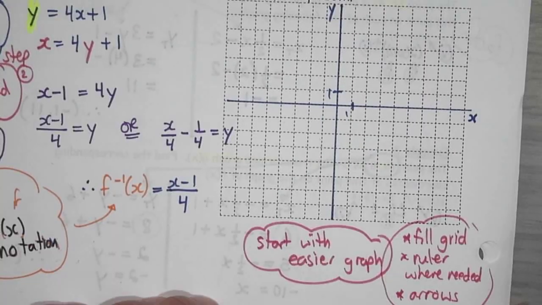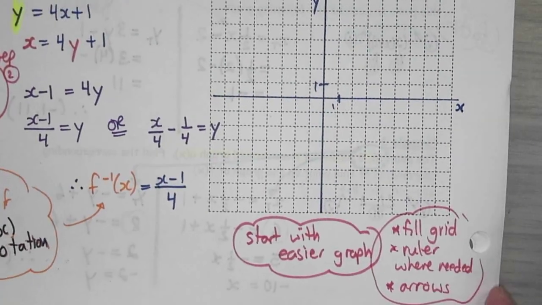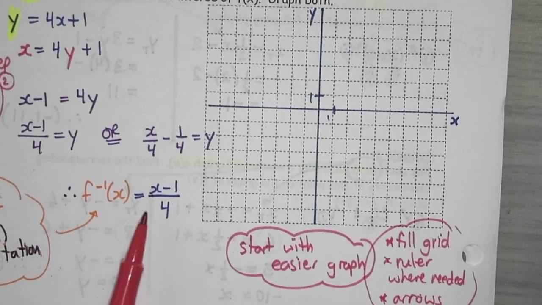Where needed. Okay, so wherever you need arrows, put arrows. If you don't need arrows, don't put arrows, right? So fill the grid. Now, which one is easier to graph?